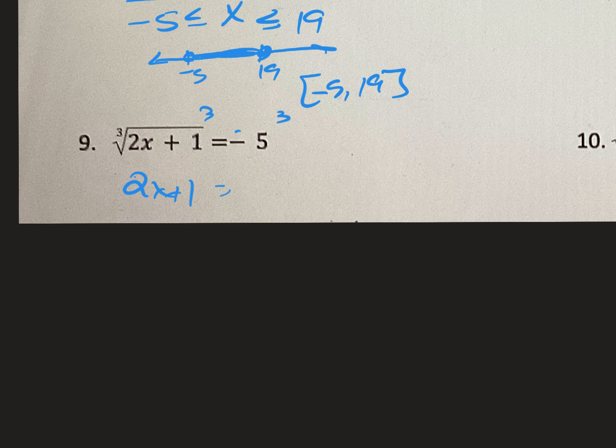By the way, if you cube negative 5, you're cubing the negative and the 5. Because it's an odd power, it's going to stay negative, and 5 cubed is 125. Let's move that 1 over, make it negative 126. Divide by 2, and you get negative 63.